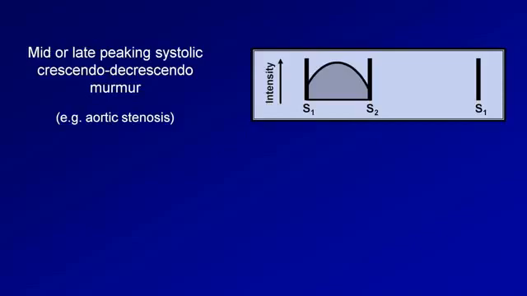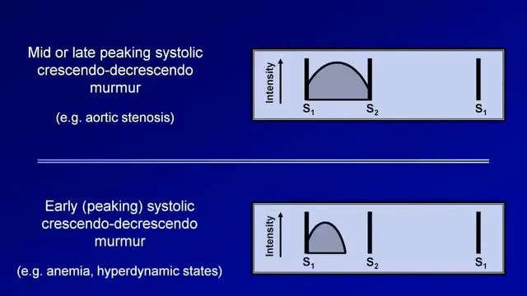To contrast that, here is an example of an early peaking systolic murmur that you might hear with anemia or a hyperdynamic state like sepsis. In most cases, not only does the murmur peak early, but it also ends well before S2. Although early peaking murmurs like this one are not as discussed in school or entry-level textbooks, in practice they are actually more common.